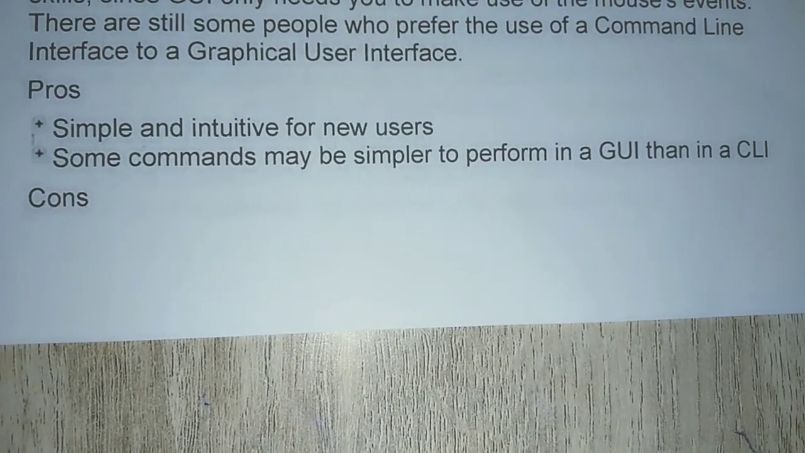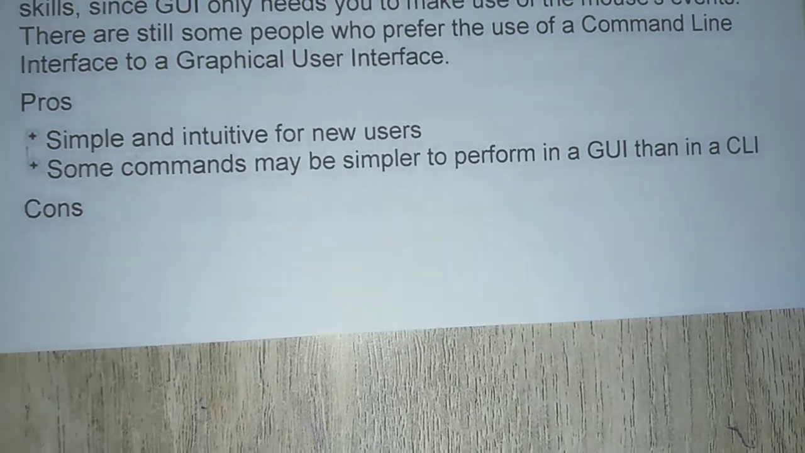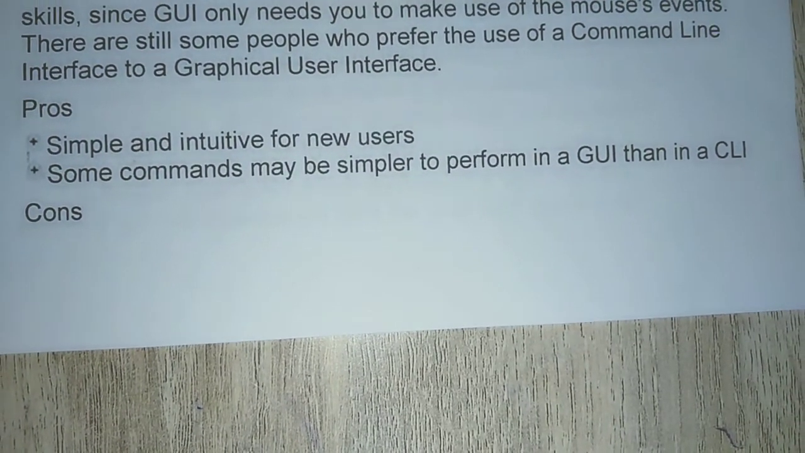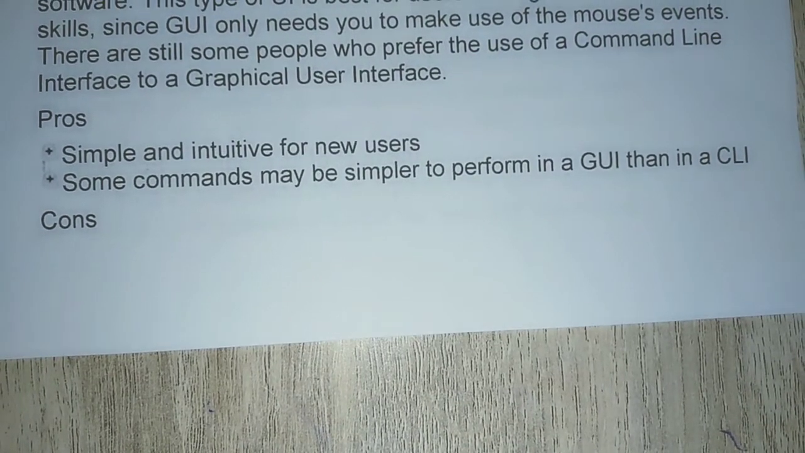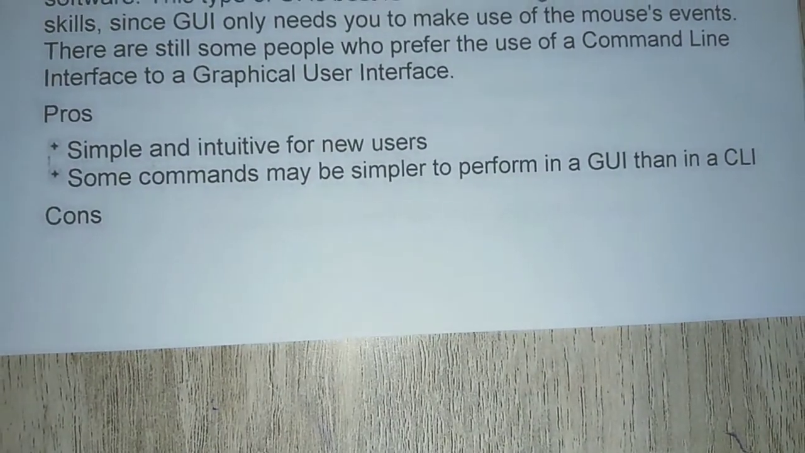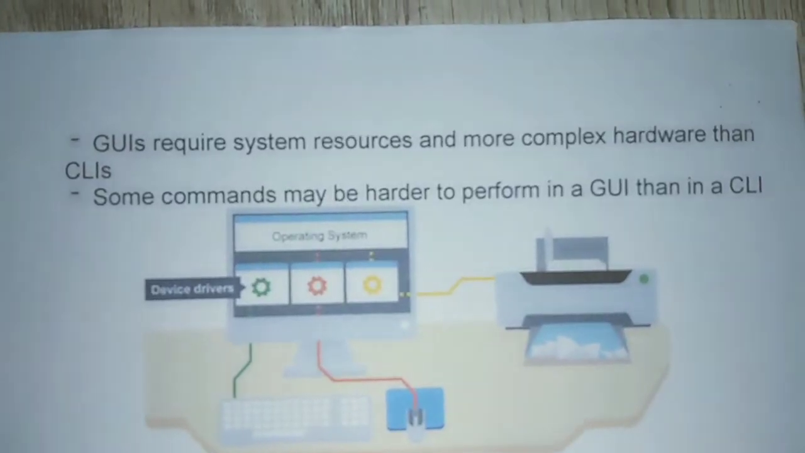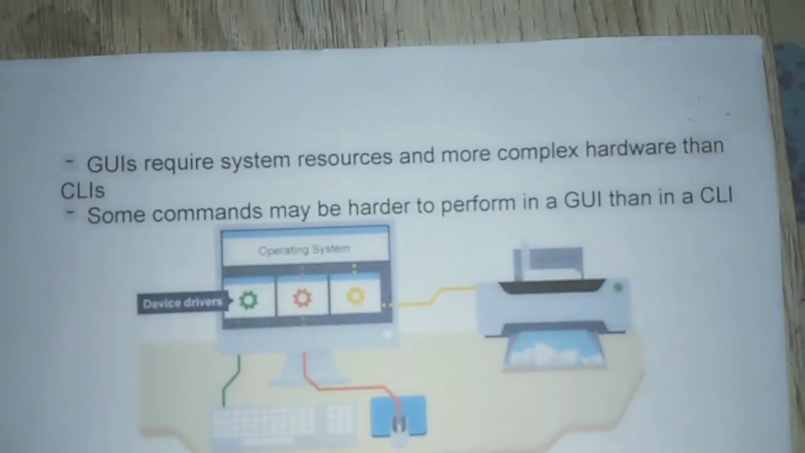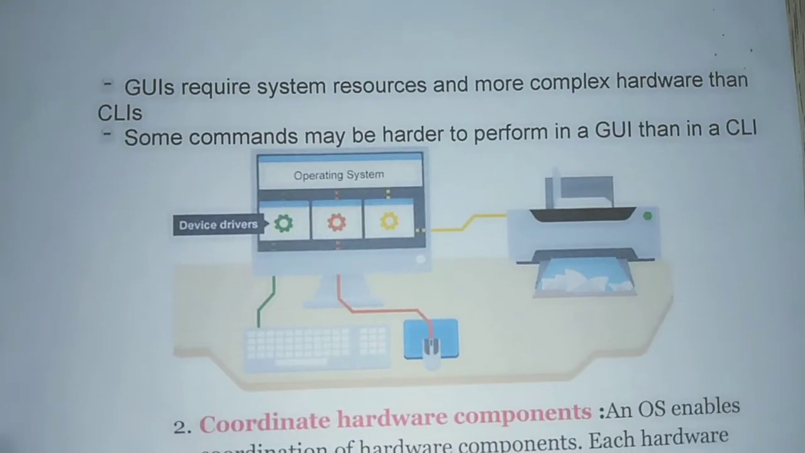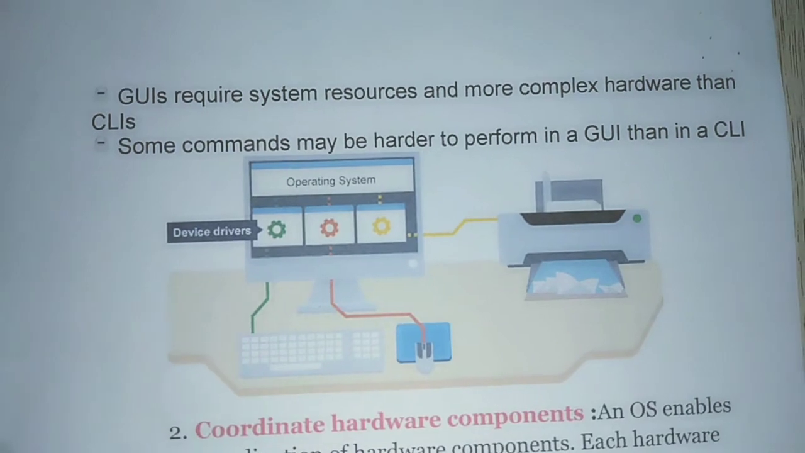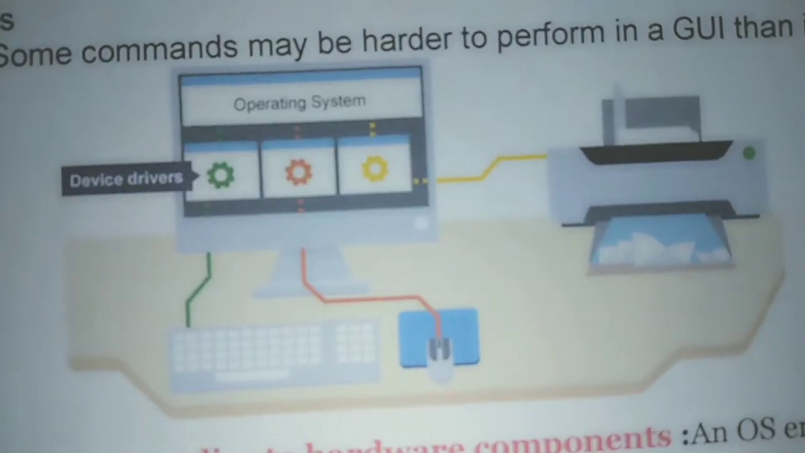Advantages of GUI are that it is simple and intuitive for new users. Some commands may be simpler to perform in a GUI than a CLI. The disadvantages of GUI are that GUIs require more system resources and more complex hardware than CLIs. Some commands may be harder to perform in a GUI than in a CLI.